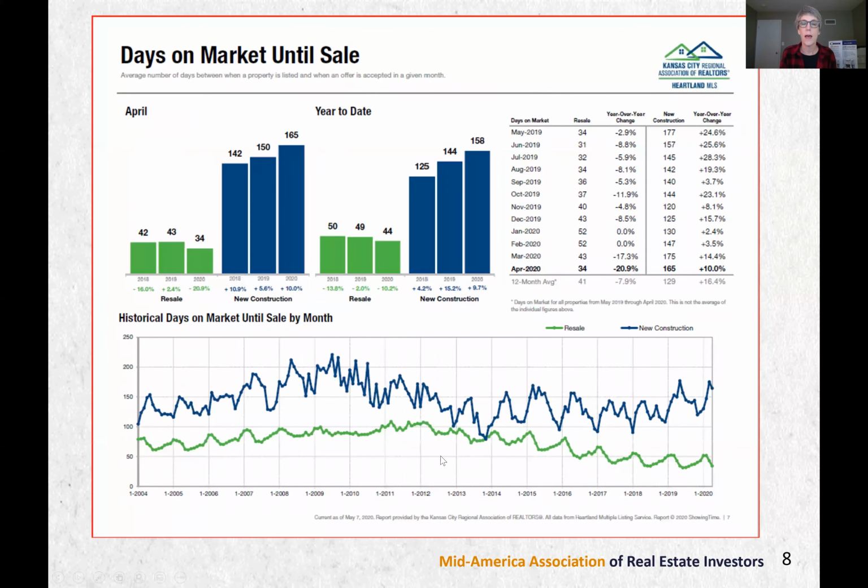So let's move on. How long is it taking our houses to sell? And again, we have the seasonal ups and downs. But as you look, days on market, it's been steadily going down since 2011. And it hasn't changed. Houses are selling even faster in this past month.